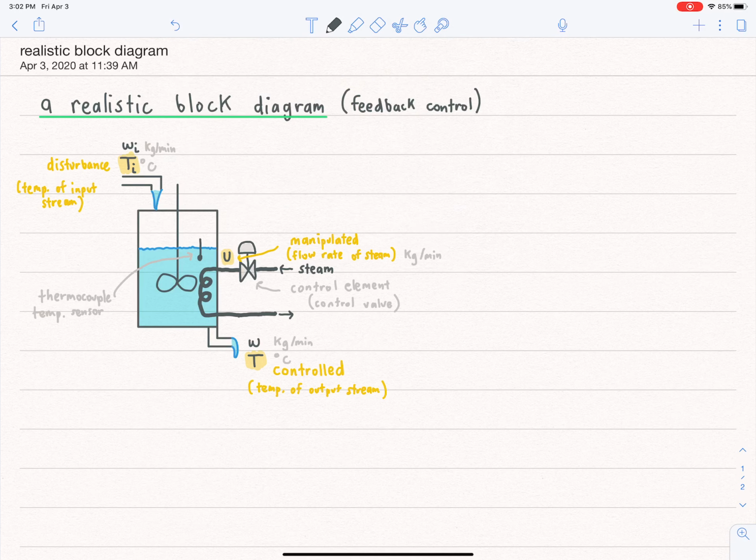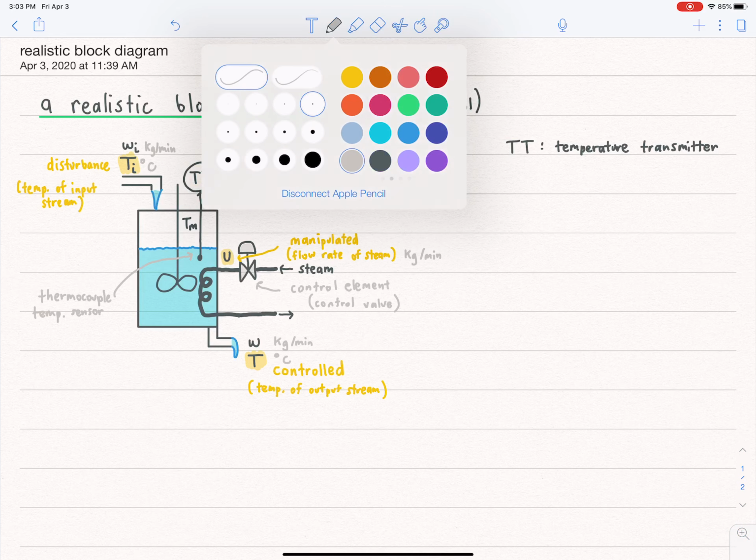And then the thermocouple is hooked up to a temperature transmitter, which we will abbreviate as TT for temperature transmitter. So TT stands for temperature transmitter. And the temperature transmitter outputs a milliamp signal. So I'll draw that with dashed lines. And so this is the measured temperature, Tm right here, right? And this has units of degrees C.